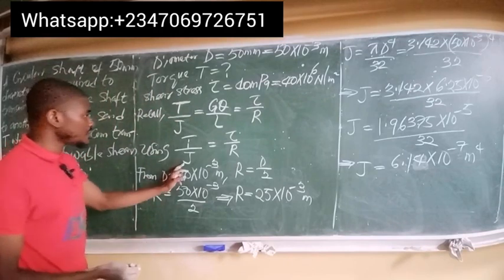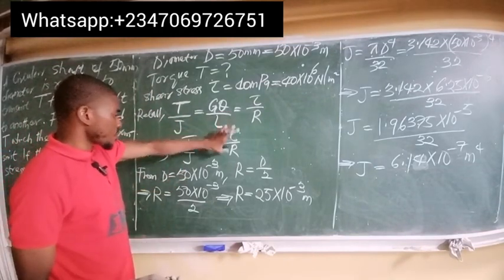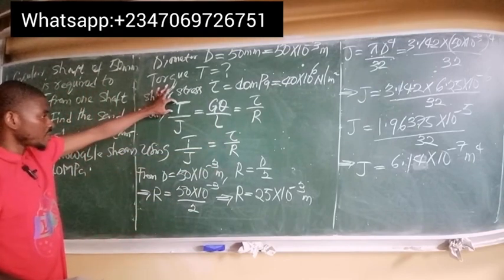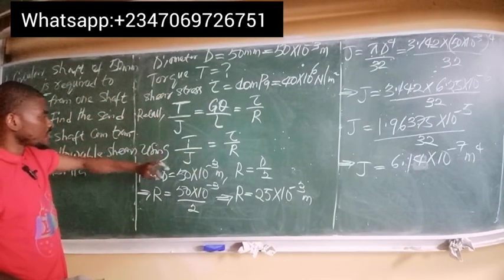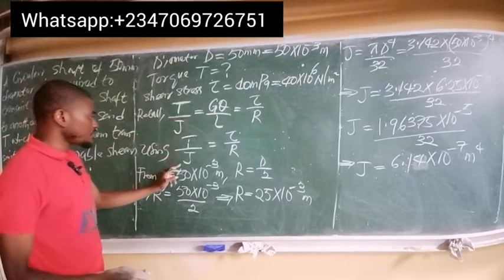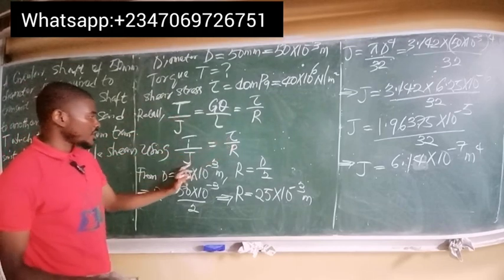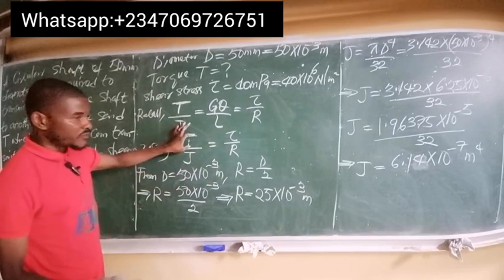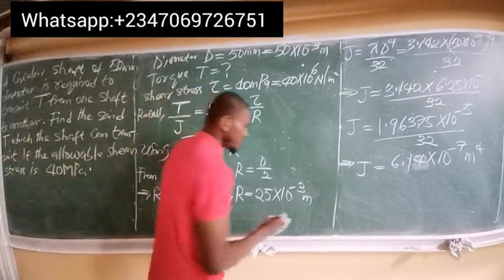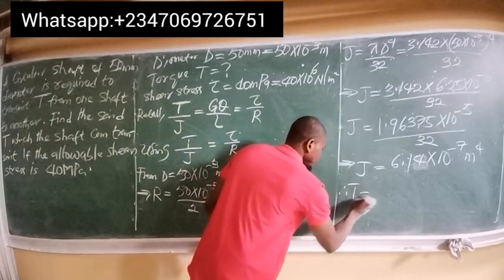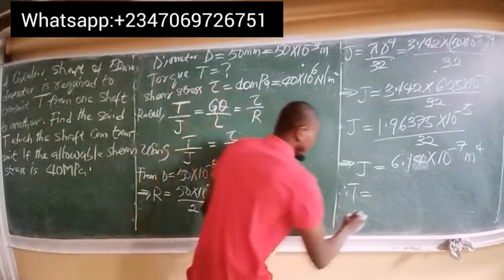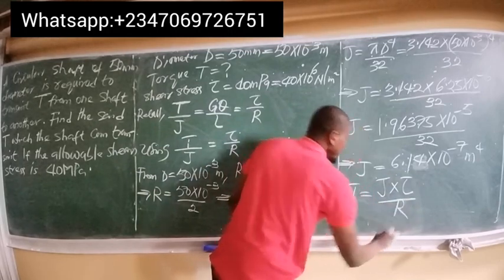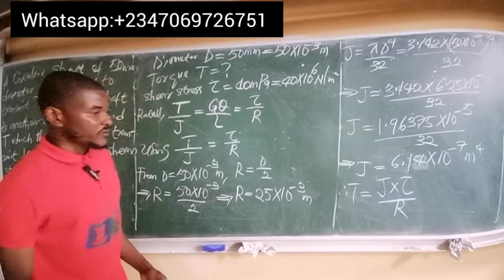So we have obtained J, we know the shear stress, and we know the radius now. We can simply find the value of the torque. If we make torque the subject of the formula, we send the polar moment of inertia over to this side, and it becomes J times shear stress all over R. That gives us the value for the torque. Therefore T is J multiplied by shear stress all over the radius.